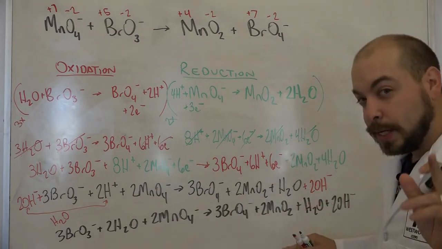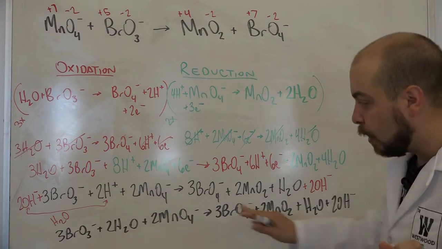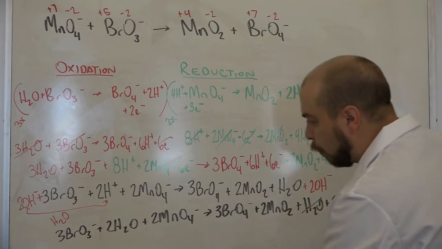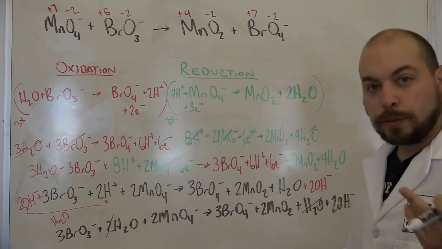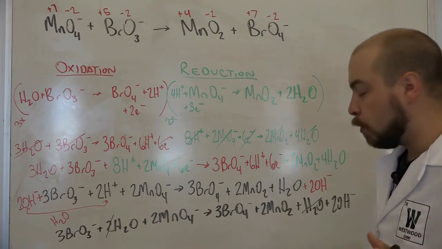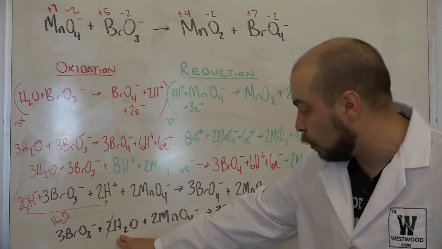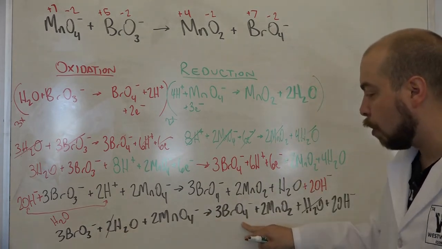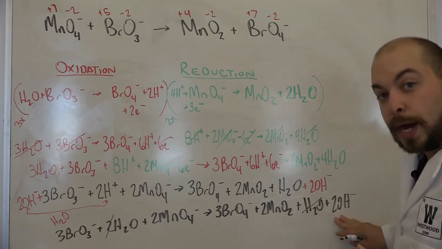Now you can see we can cancel again. We've got 1 water on the product side and 2 on the reactant side. So we cancel the water and we're left with a final reaction equation, which, if you look at it, would end up being 3 bromates plus 1 water molecule plus 2 permanganates react to yield 3 perbromates, 2 manganese oxides, and 2 hydroxide ions.